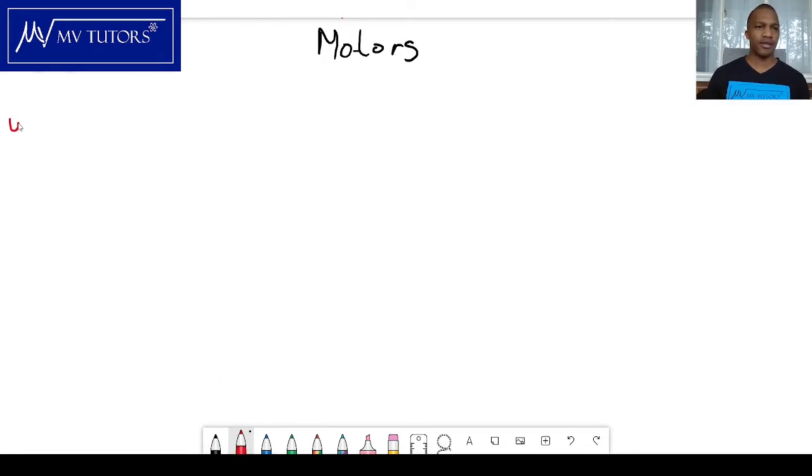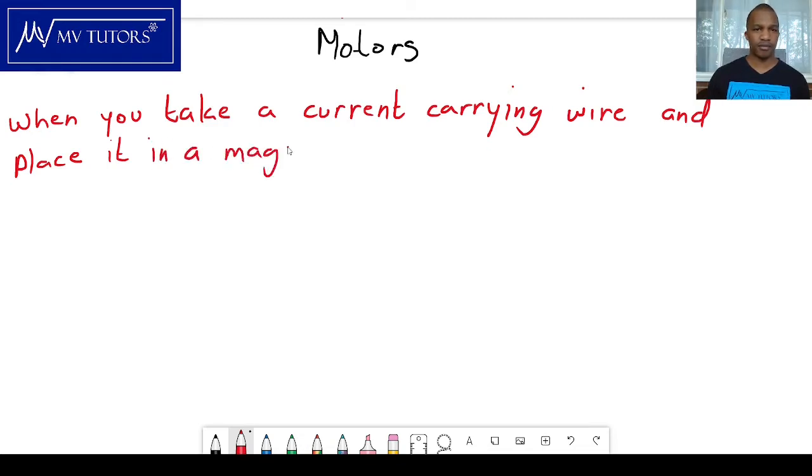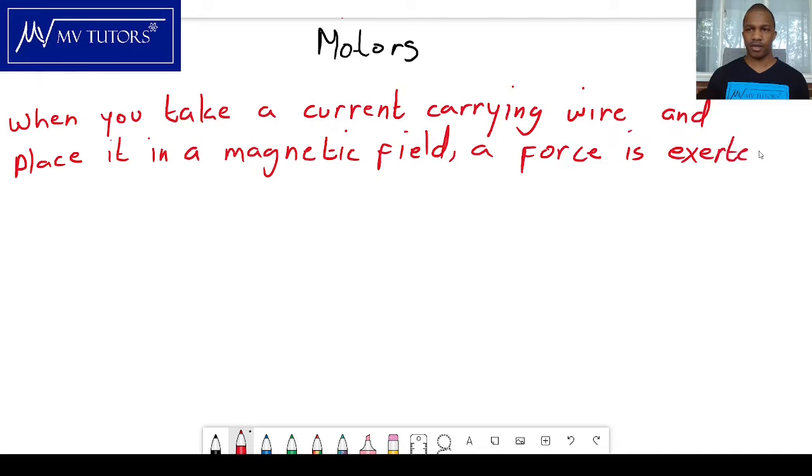When you take a current carrying wire, so that's the electricity, and you take that wire and you place it in a magnetic field, what happens? A force is exerted on the wire.